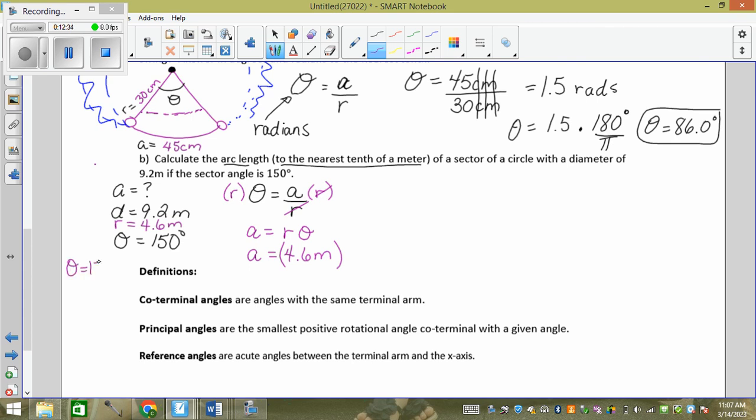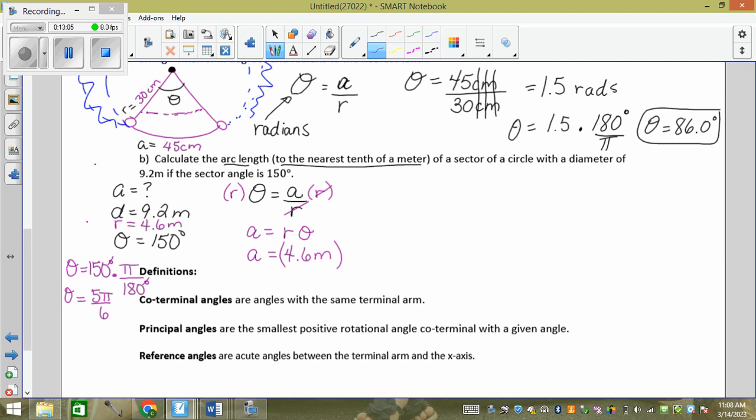It's currently in degrees. How do I get it to turn to radians? How do I get the degree symbol to get out of my life? Because I don't want it there. Multiply by pi over 180 degrees so that the degree symbol cancels off. Eventually you will see that you will remind yourself that this is actually on your unit circle. So 150 degrees is 5 pi over 6. And now I can plug that in.